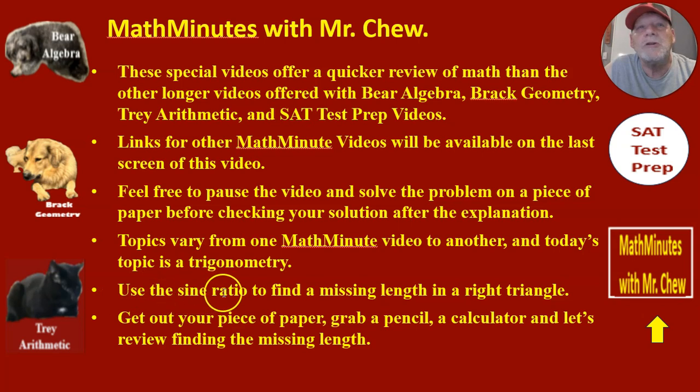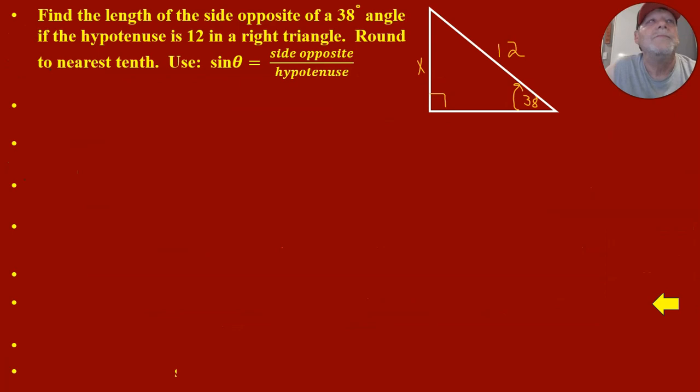Topics vary, and today's topic is trigonometry. So we want you to use the sine ratio to find a missing length in the right triangle. You should have been taught this maybe in an algebra class if it was advanced, or geometry, or pre-calc. Get out a piece of paper, grab a pencil and a calculator, and let's review finding the missing length in the triangle using the sine function.